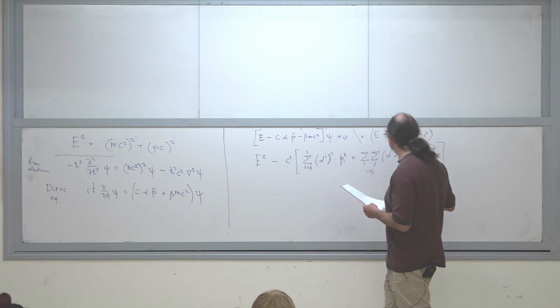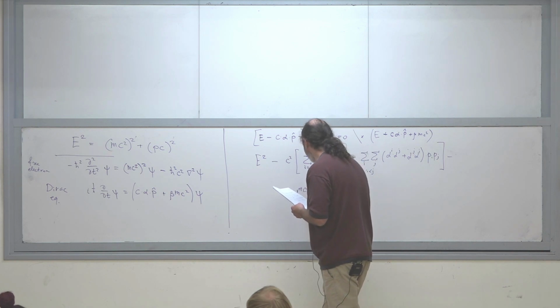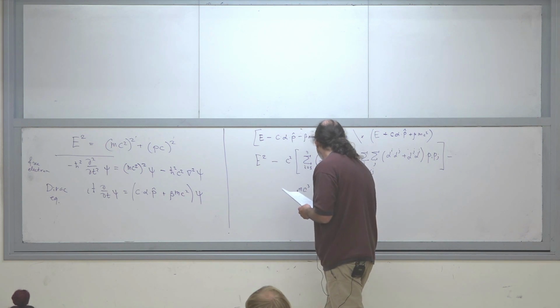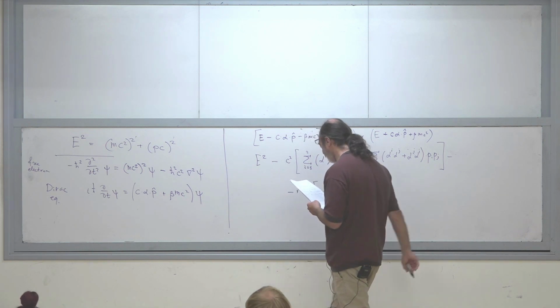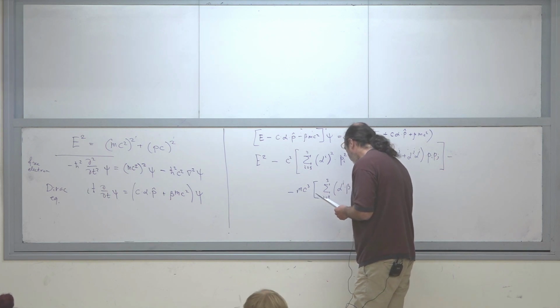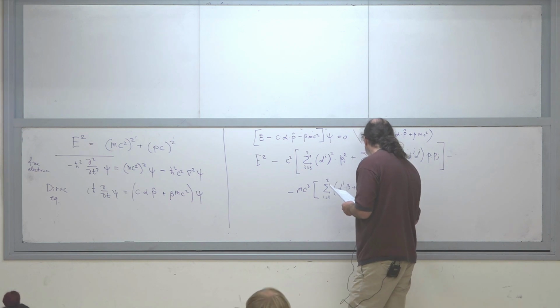And now I have an additional term, minus mc cubed, sum over i from 1 to 3, of alpha_i multiplied by beta plus beta multiplied by alpha_i, multiplied by p_i, bracket.